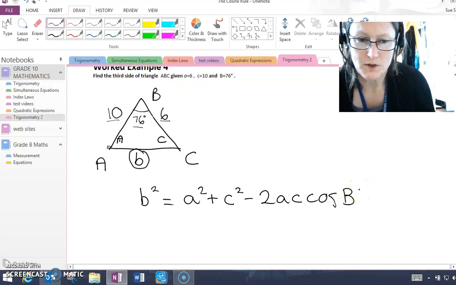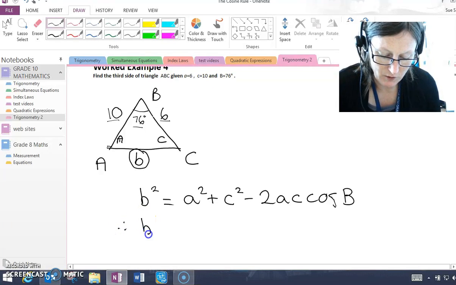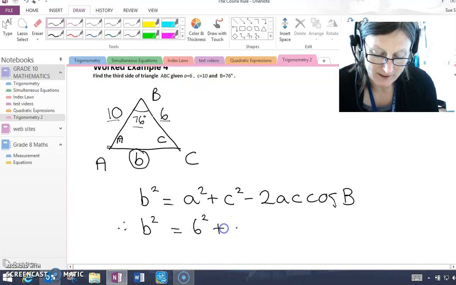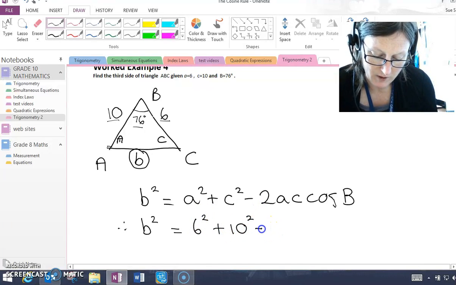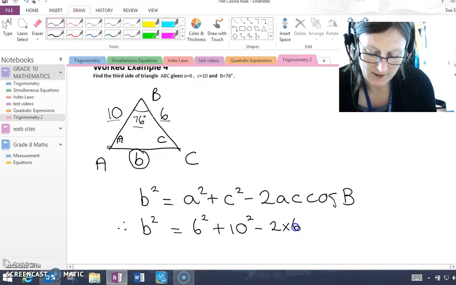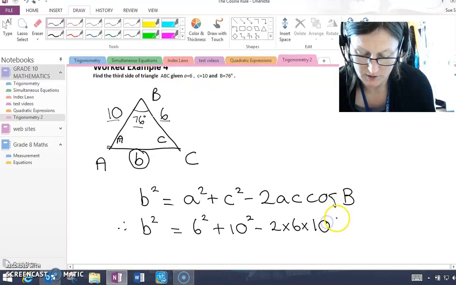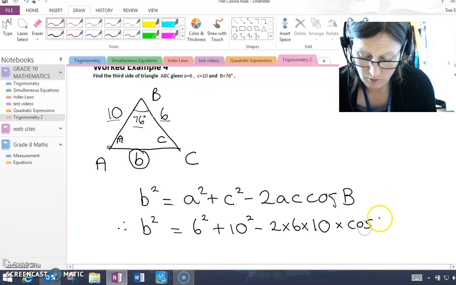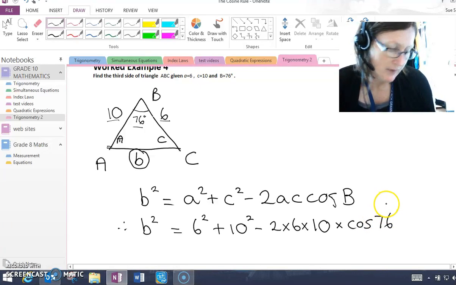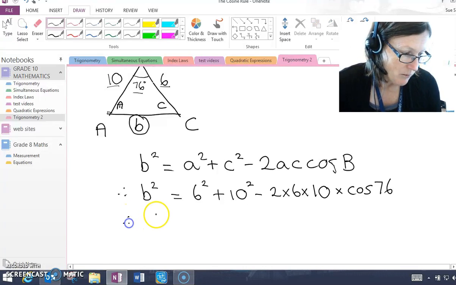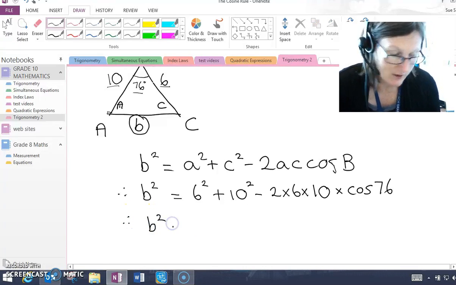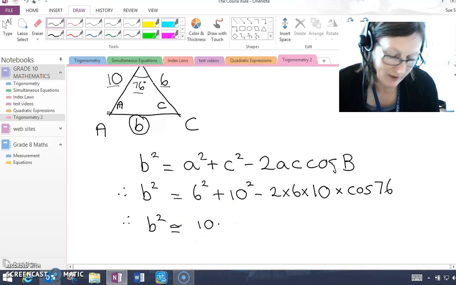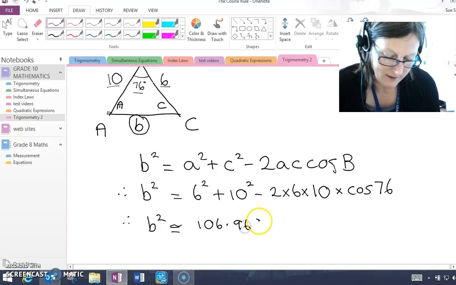That's the rule. So now we fill in what we know. We are trying to find B squared. A is 6, we square it. C is 10, we square it. We take away 2 times 6, which is A, times 10, which is C, times cos of angle B, which is 76. When I put that into my calculator, B squared is approximately that, because our calculator rounds off.